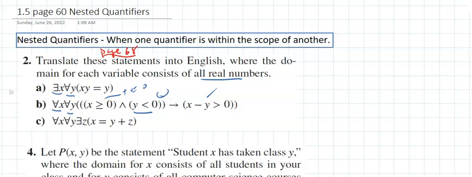C says for every real number x and for every real number y, there exists a real number z such that x equals y minus z, or simply z equals x minus y. That is true. Choose any two numbers you want and we could choose z to match. That's fine.